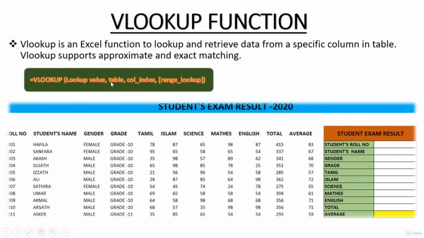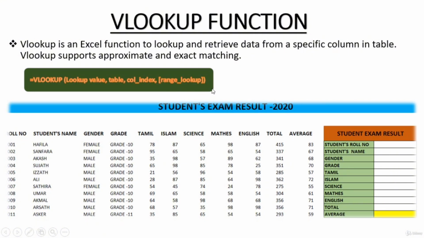Then the second parameter is table. Table means we have to select the table or the range where the data is contained. So we have to select the table or range which consists of all the data. The third is column index. We have to enter the column index. It means that if you want to search student name, the first column is roll number, the second column is student name. So we have to enter 2 for the student name.